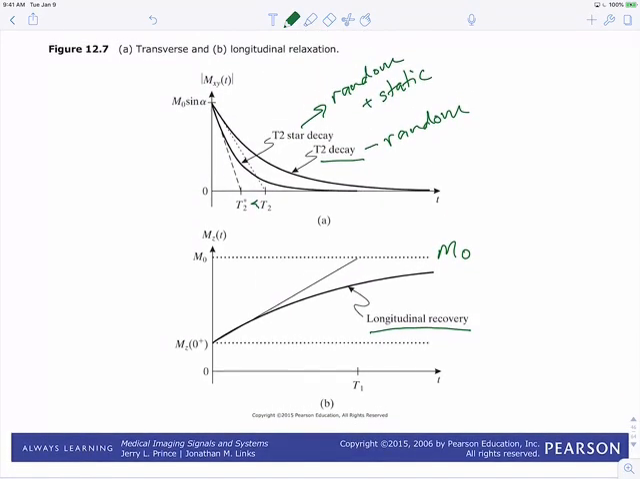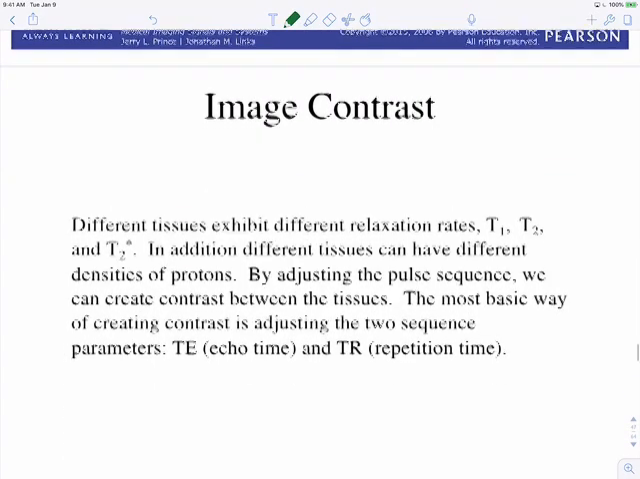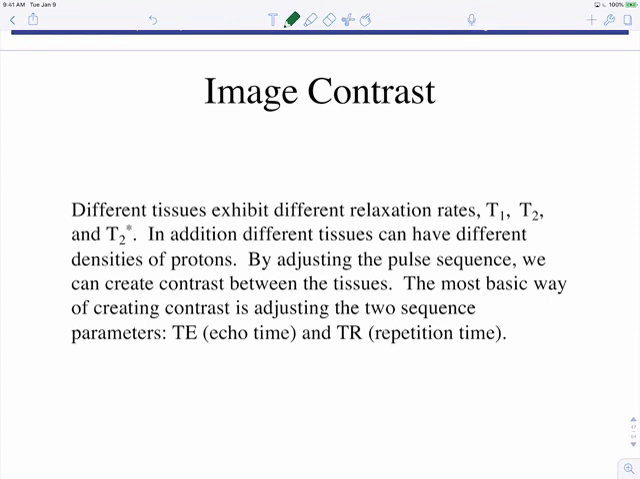Okay. So we're going to spend the last 10 minutes talking about image contrast, which is basically how we take advantage of the fact that different tissues have different T1, T2, and T2 star. In addition, different tissues are going to have different densities of protons. So proton density is something else we're going to talk about. For example, cerebrospinal fluid has a very high proton density. It's basically water. Something like fat will tend to have much less proton density.